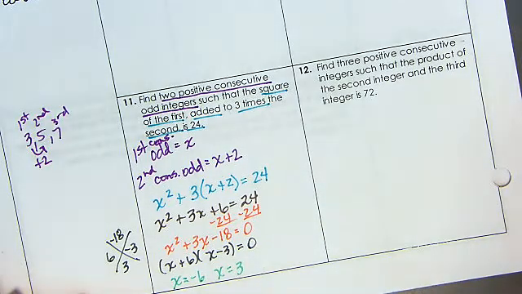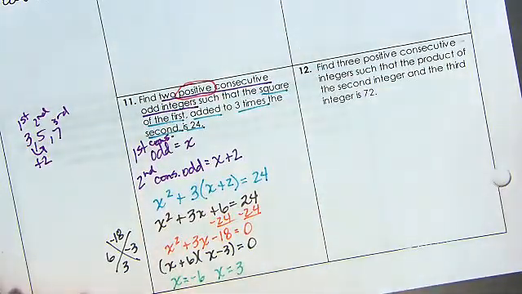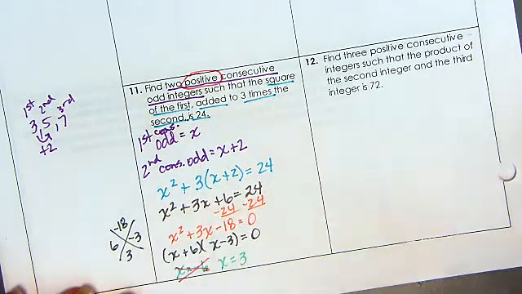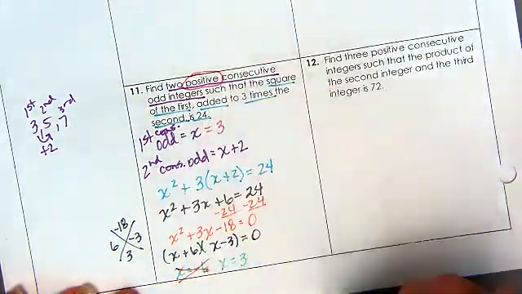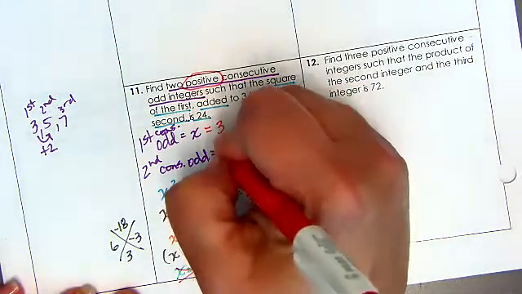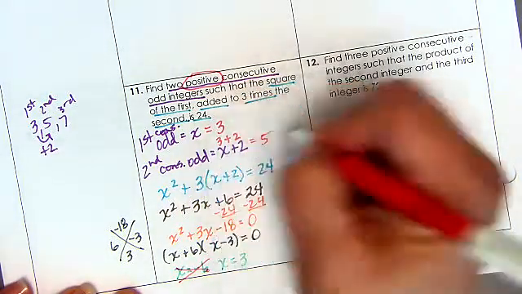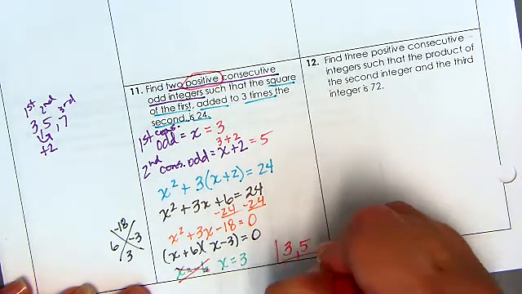Now, in my question, it says two positive consecutive odd integers. Negative 6 isn't positive, so that one's out. Therefore, the first odd is 3. The second is 3 plus 2 equals 5. So my answers are 3, 5.